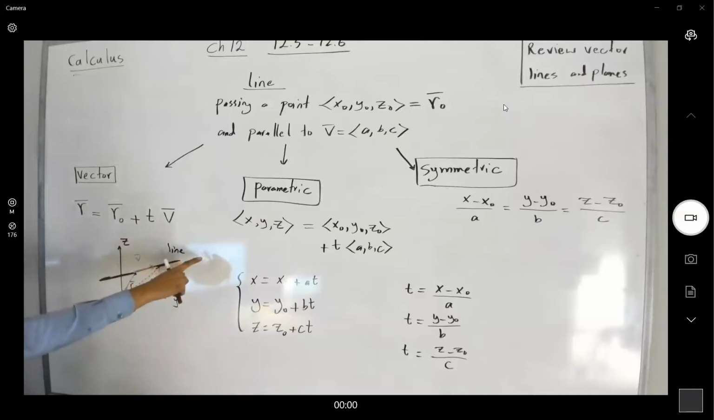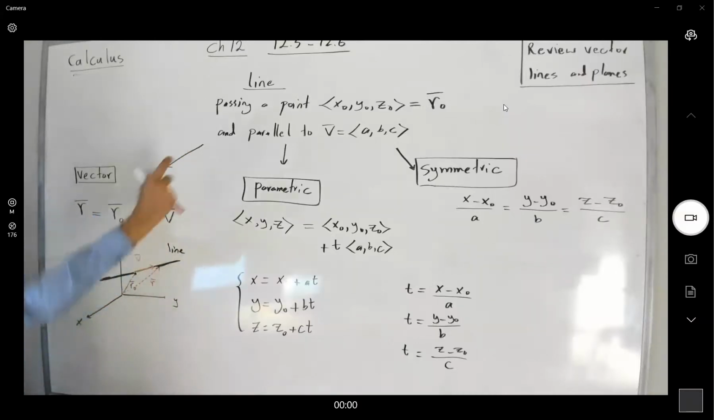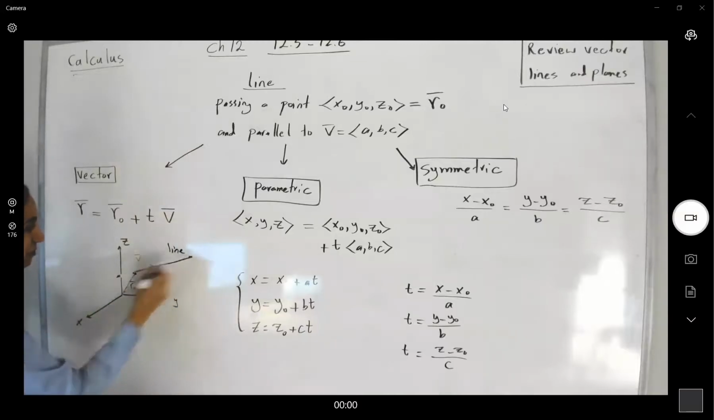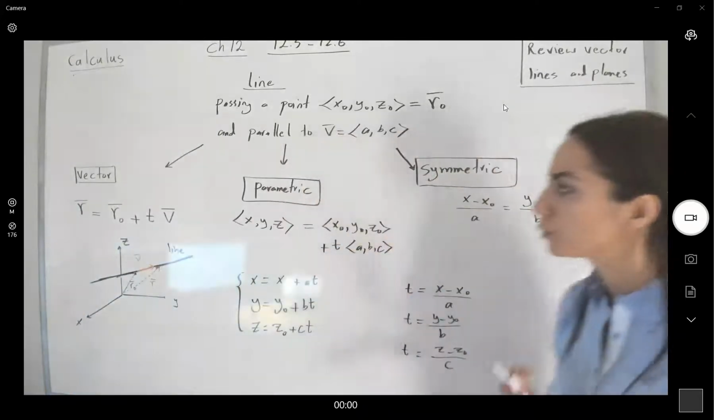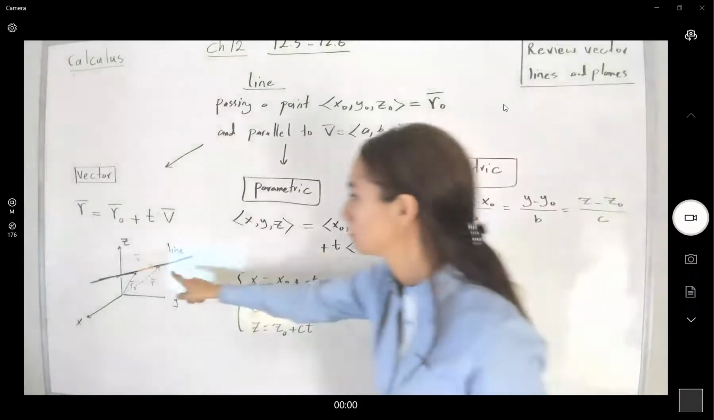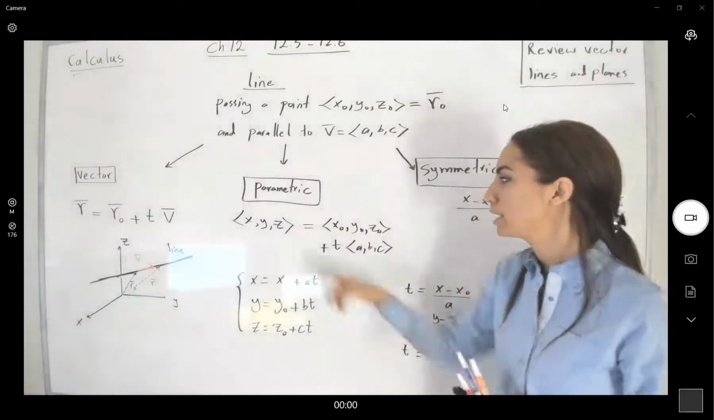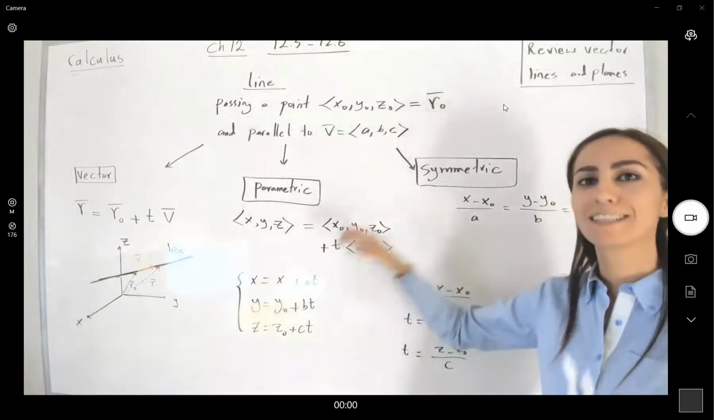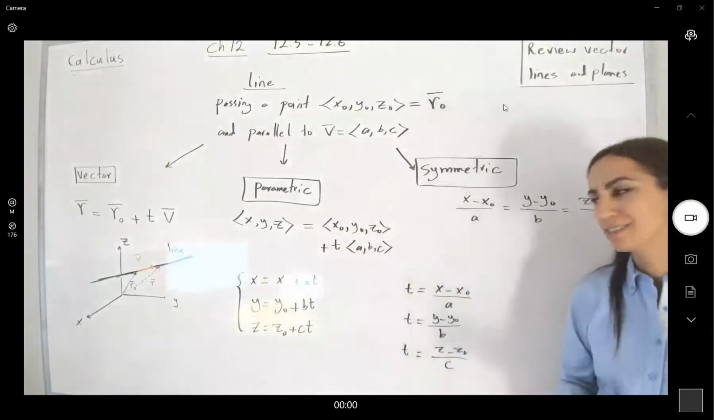Since it's a line, this line continues from both sides. It's not just this line segment here. This line continues in all sides. That's why we have to multiply by a parameter like T. If we use the components of the vector R, X, Y, Z, you can take any point on your line, X, Y, Z, equal to vector R sub 0, which is X sub 0, Y sub 0, Z sub 0, plus T times the direction vector A, B, C.